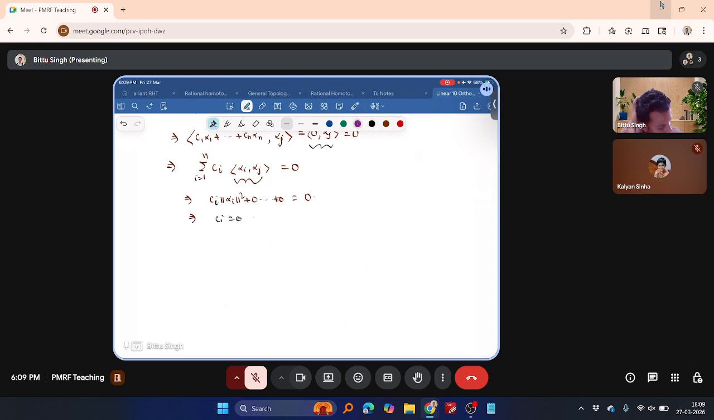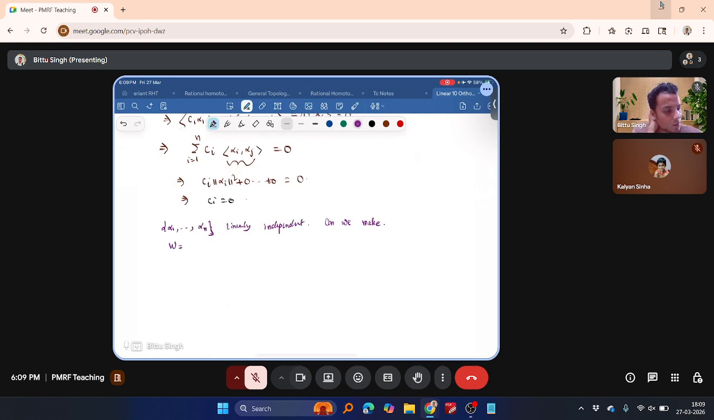So the question is, given a linearly independent set alpha 1 up to alpha n, can we make a basis? Suppose W is spanned by this set, the span of this set. The question is, can we create some orthogonal basis?